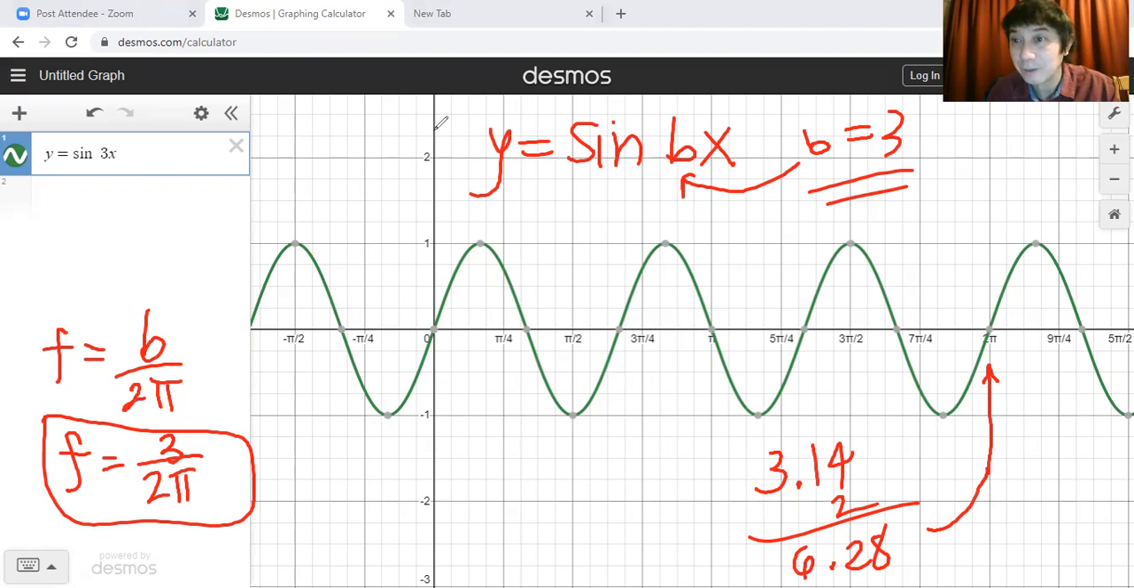How can you see that in the graph? Watch this. From the 0, this is one complete cycle, and then another, and then another there. So you have 3 complete cycles. That's one cycle times 3, and there are 3 for every 2 pi. And here's your 2 pi there. So that's how to see the frequency.